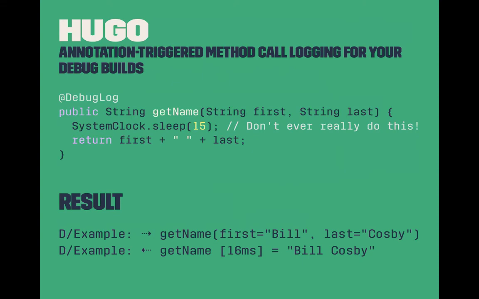It's annotation-triggered method call logging for your debug builds. And you can see here, this is a method, and we've annotated it with a debug logs annotation at the top of the method. And what this will do is, as you see in the result, as soon as the method is executed, getName was called with the string value of first being Bill and the string value of last being Cosby. And then afterwards, it looks like getName returned in 16 milliseconds, the string Bill Cosby. So I can actually, at runtime, get this information in debug.